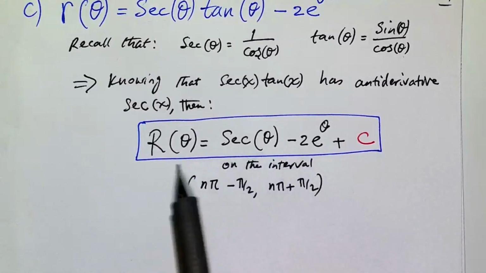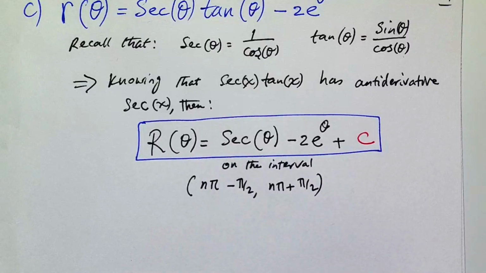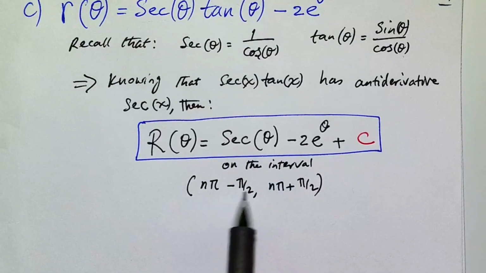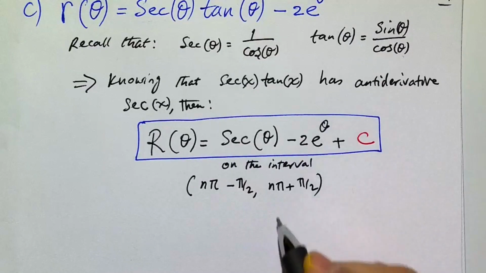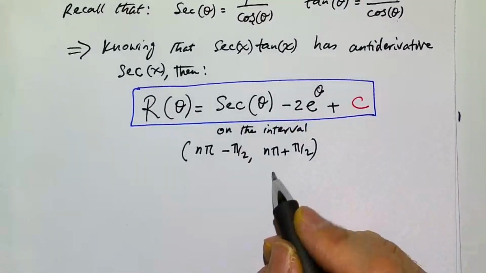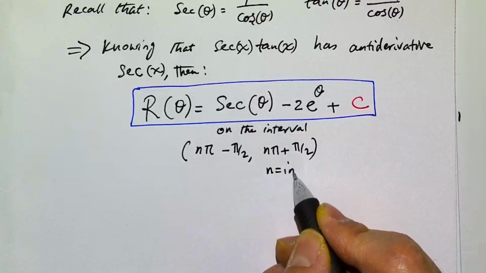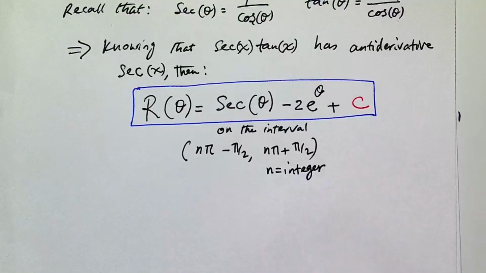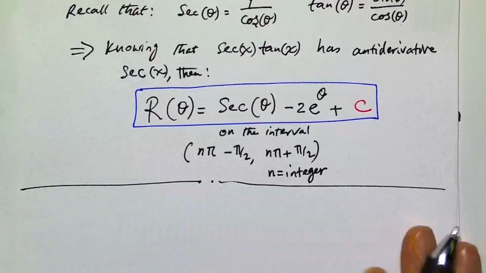So this antiderivative does not exist everywhere. It exists only within this interval that excludes these quantities and these quantities. And of course, n is any integer, right? So n is an integer, like that. Okay? All right, so let's do another example.